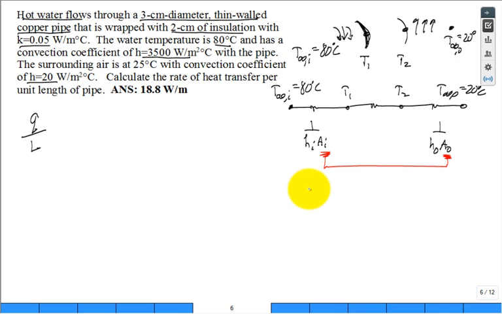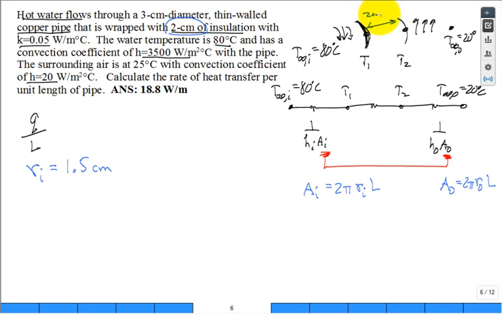Okay, what is the equation for the area on the inside? 2 pi r inside times length. And what's the area on the outside? 2 pi r outside times length. So we come over here, we had a 3 centimeter diameter. So what's the r on the inside? 1.5 centimeters, half the diameter. And it had a 2 centimeter thickness of insulation. So this thickness of the insulation is 2 centimeters. What is the r on the outside? 3.5 centimeters.